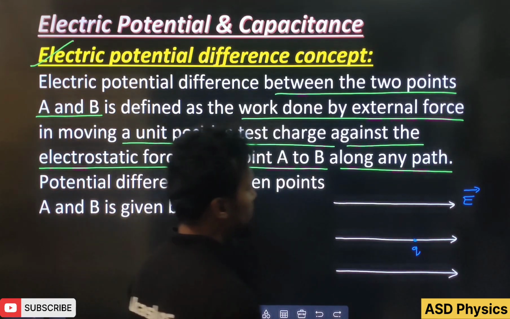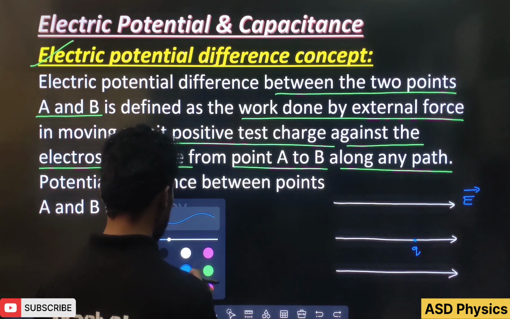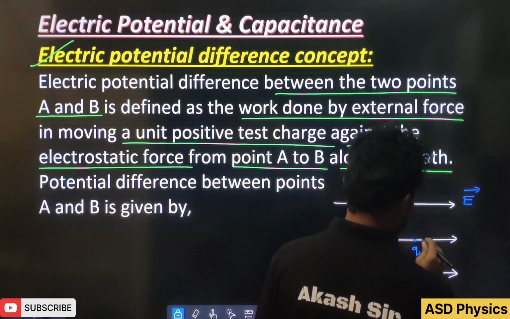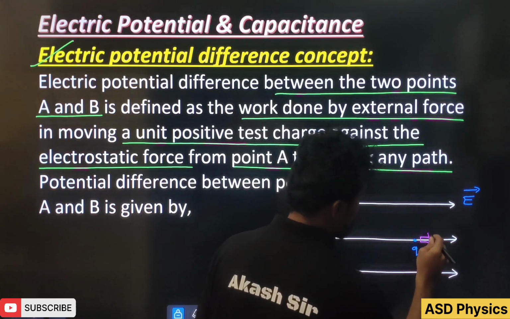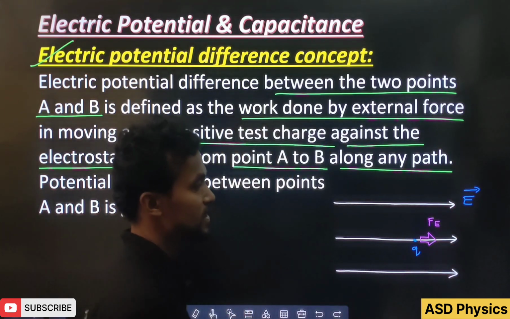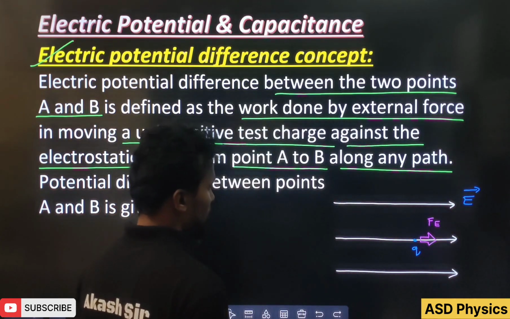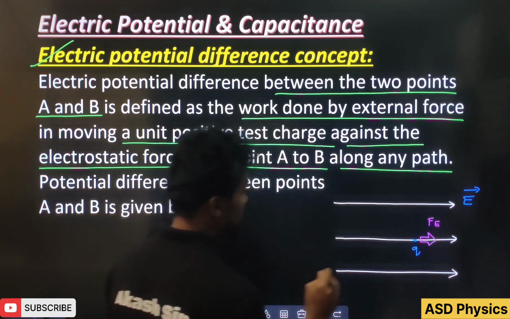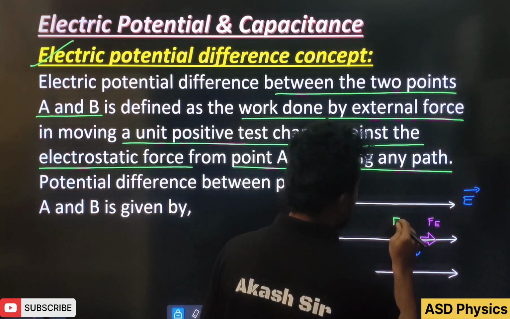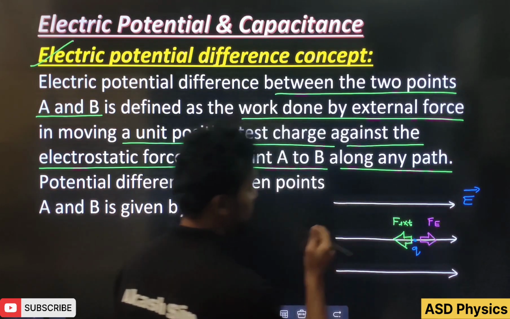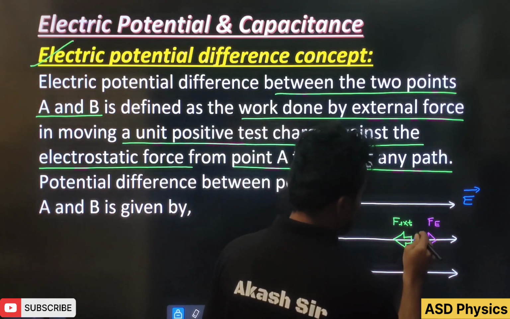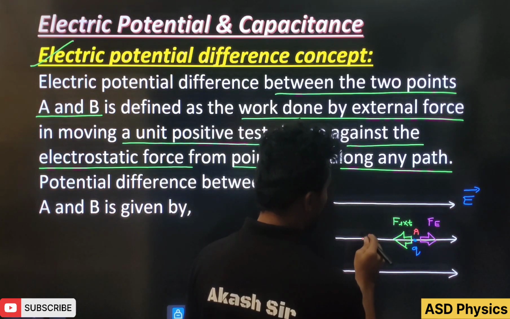Now, you know very well, the positive charge always experiences force in the direction of the electric field. So this positive charge will experience force Fe. That means it has the tendency to move to which side? Right side. Now what I will do here, we will move this charge against the electrostatic force. That means here we have to apply one force in which direction? Opposite direction. And now we are going to move the charged particle from where to where? From point A to point B.